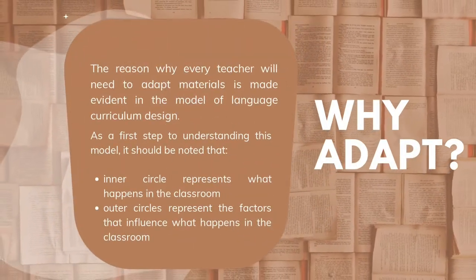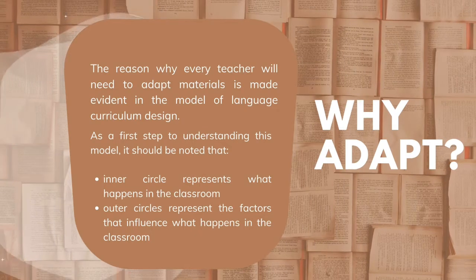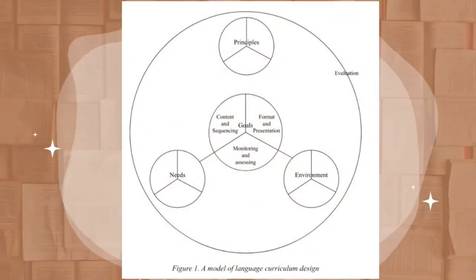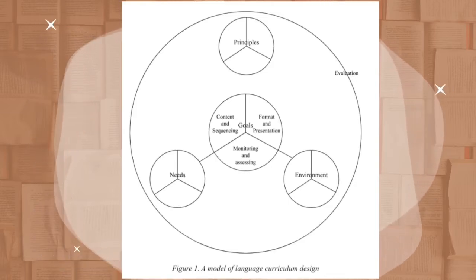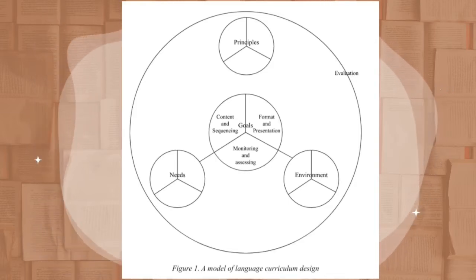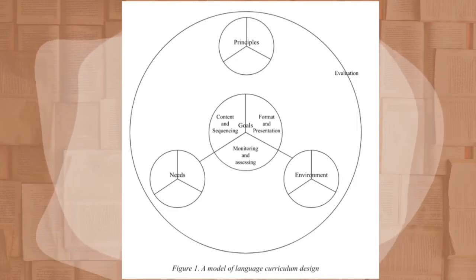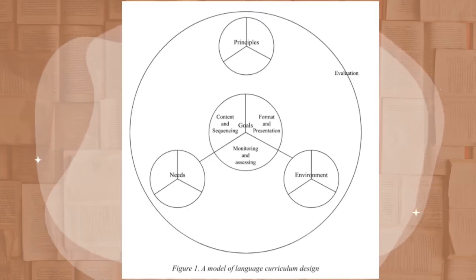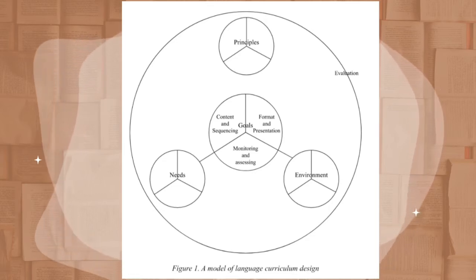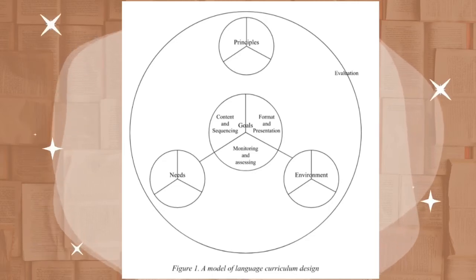Now, the question is, why adapt? The reason why every teacher will need to adapt materials is made evident in the model of language curriculum design. Look at the model of language curriculum design that's shown. As the first step to understand this model, we should note that the inner circle represents what happens in the classroom, and the outer circles represent the factors that influence what happens in the classroom. Look at the first circle, which is about the environment.